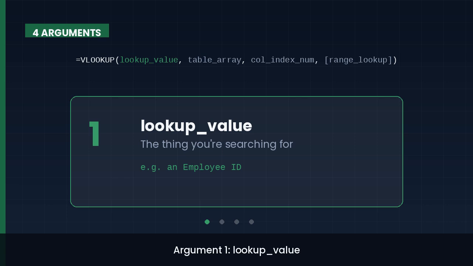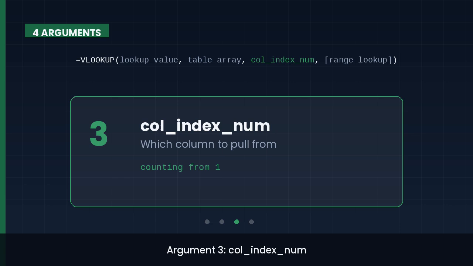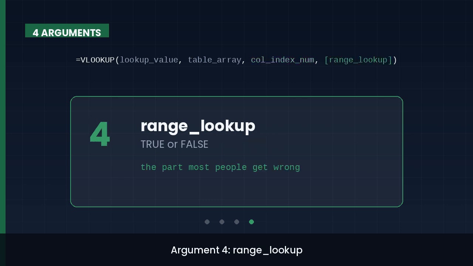First, the lookup value, the thing you're searching for, like an employee ID. Second, the table array, the entire range where your data lives. Third, the column index number, meaning which column to pull from, counting from the start of that range. The first column counts as 1, the second as 2, and so on. And fourth, range lookup, which is either true or false. This fourth part is where most people go wrong, and I'll break it down in detail in about 3 minutes.